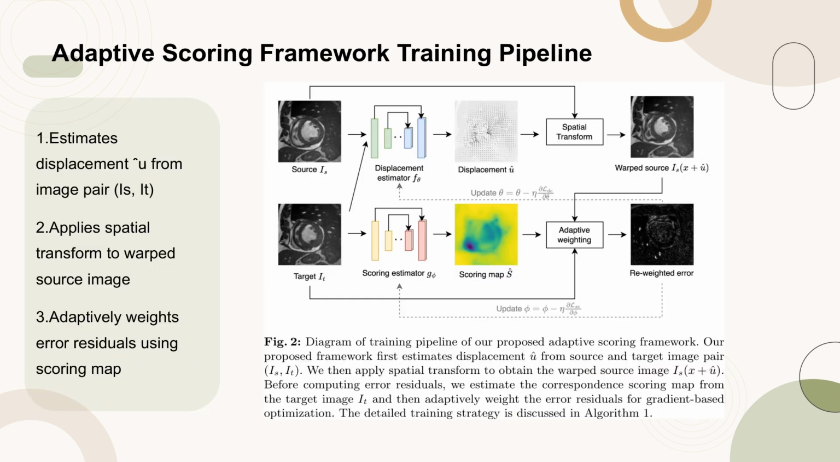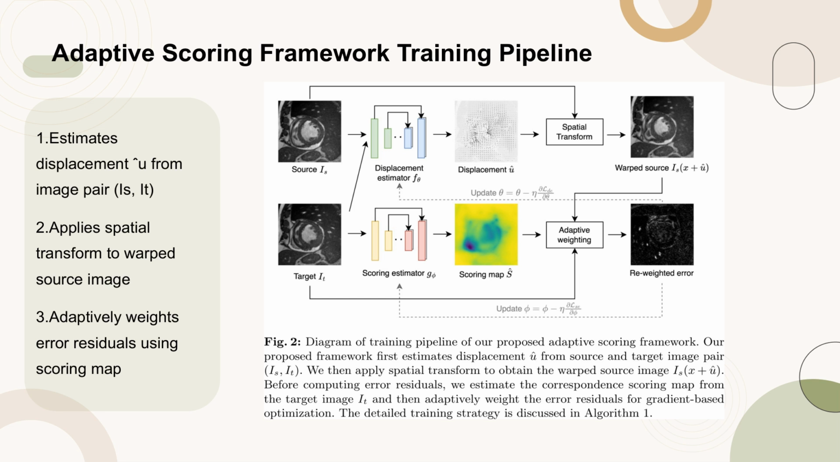Figure 2 illustrates the training pipeline of our proposed adaptive scoring framework for image registration. The process begins with estimating the displacement U from a pair of source and target images. This displacement is then used to apply a spatial transform, resulting in the warped source image x plus U. Prior to calculating error residuals, the framework estimates a correspondence scoring map from the target image. This scoring map is utilized to adaptively weight the error residuals during gradient-based optimization. The detailed training strategy is outlined in Algorithm 1, ensuring the framework effectively integrates the scoring map to improve registration performance.